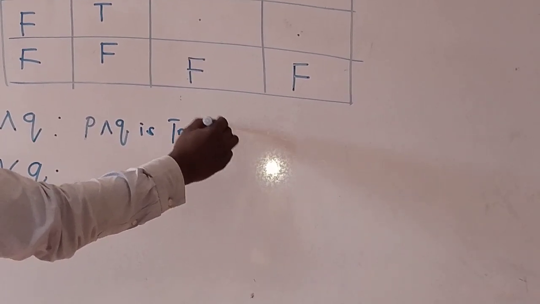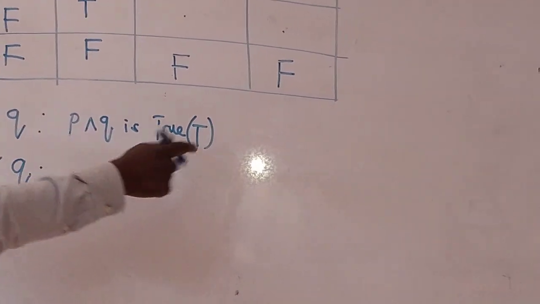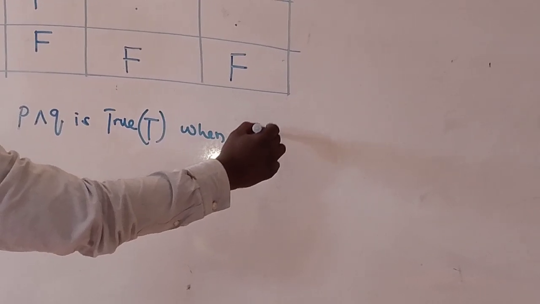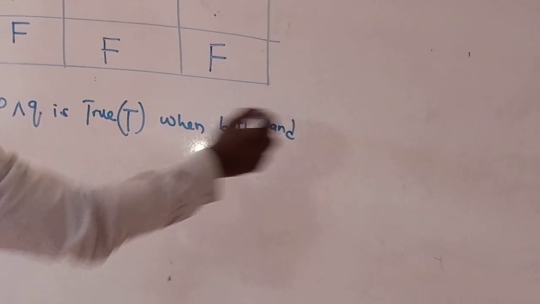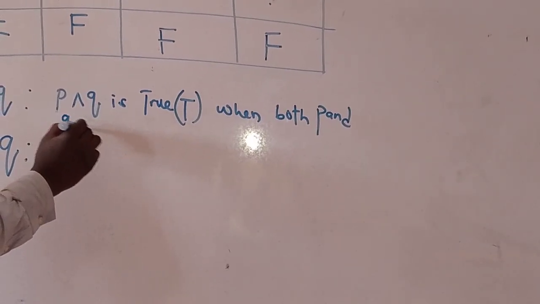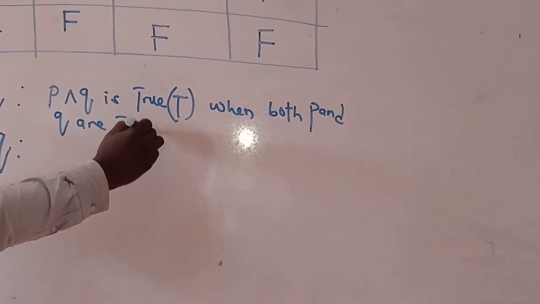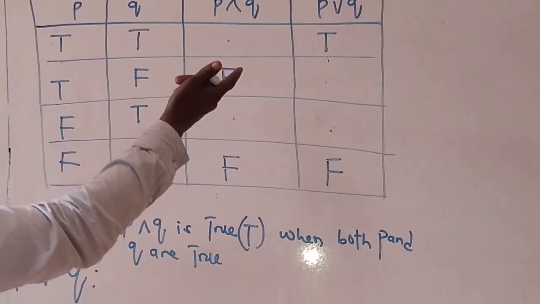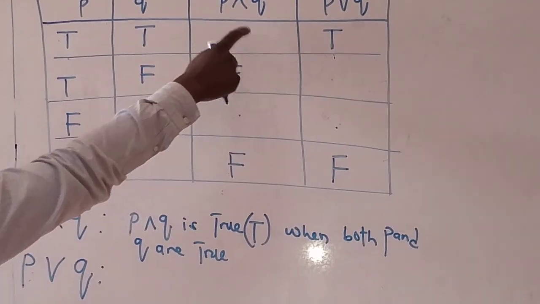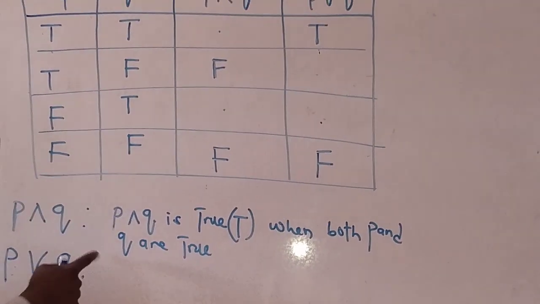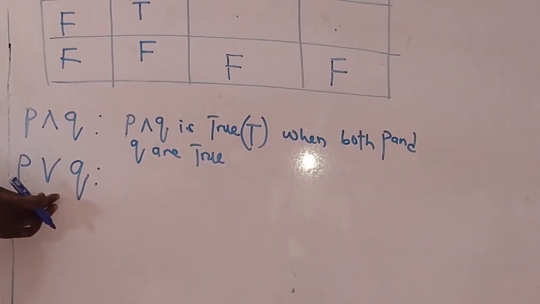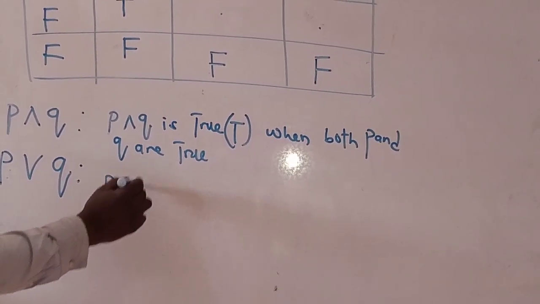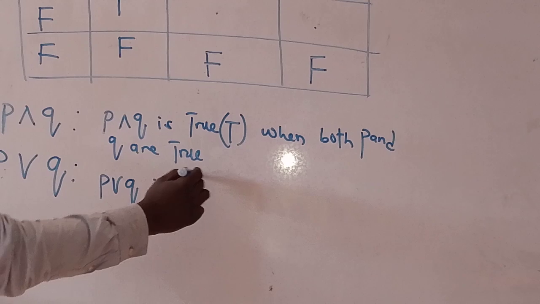The rule of conjunction states that P conjunction Q can only be true when both P and Q are true. That is, for you to have true here, both P and Q must be true. If you have true here and false here, your answer will be false.